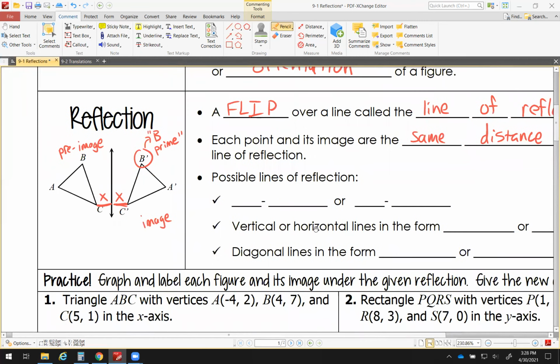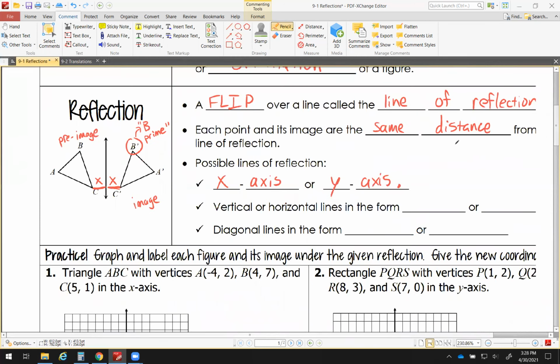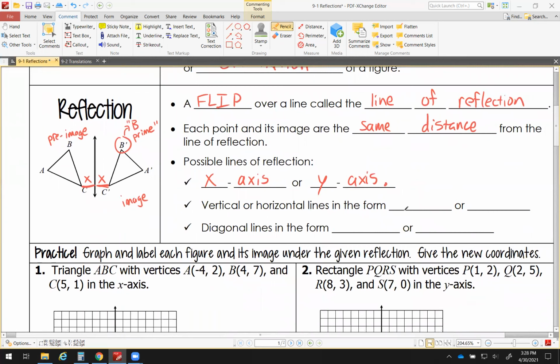So some possible lines of reflection, the X and the Y axis, we are going to be doing a few examples of those. Okay, and there's some pretty neat little properties with that one. A little bit less often than the X or the Y axis, you can just do any old vertical or horizontal line. So remember, a vertical line has the form X equals a number, and a horizontal line has the form y equals a number. So this is vertical and this is horizontal.